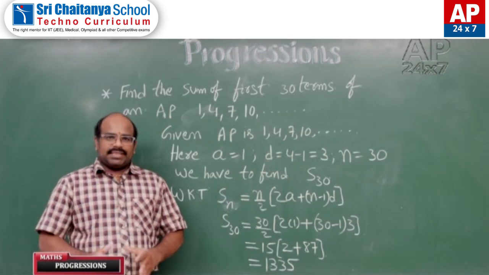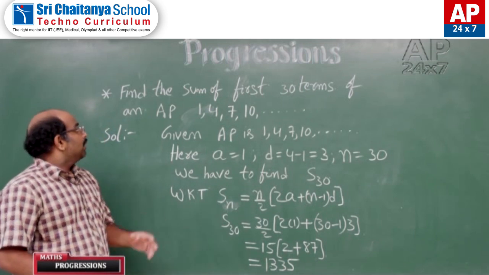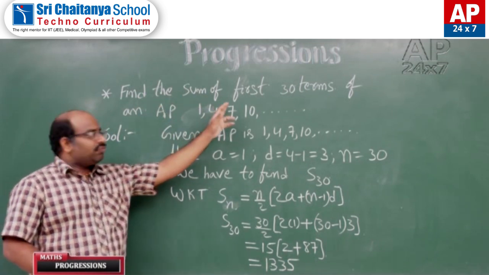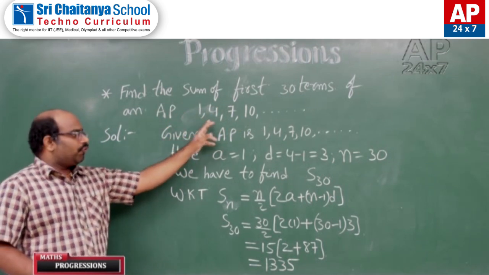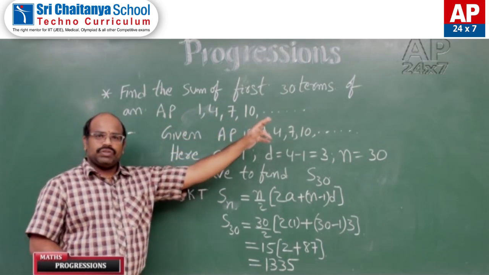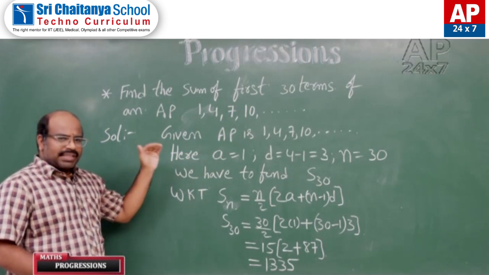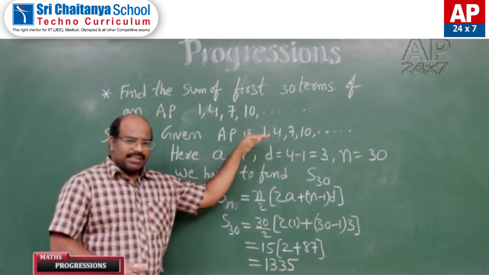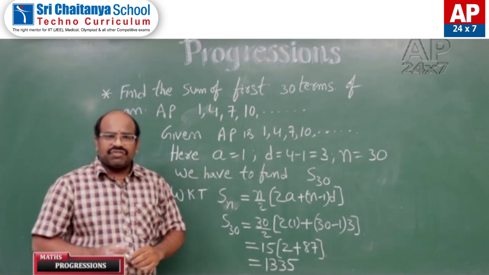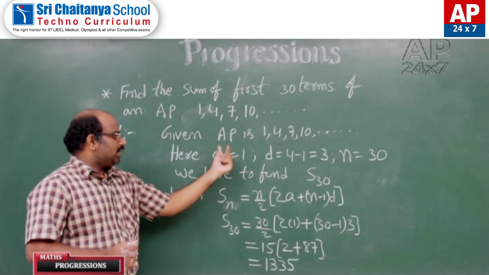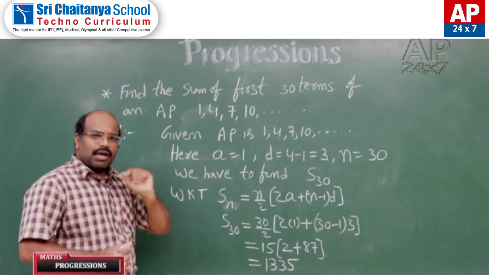Now, let us discuss an example problem. Find the sum of first 30 terms of the AP 1, 4, 7, 10 and so on. Now, what is the given AP? The given AP is 1, 4, 7, 10 and so on. Identify the first term. Yes, it is 1. a is equal to 1. Calculate the common difference.